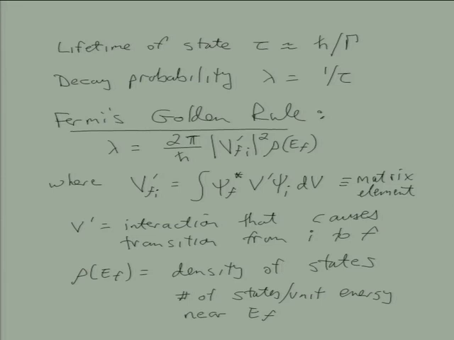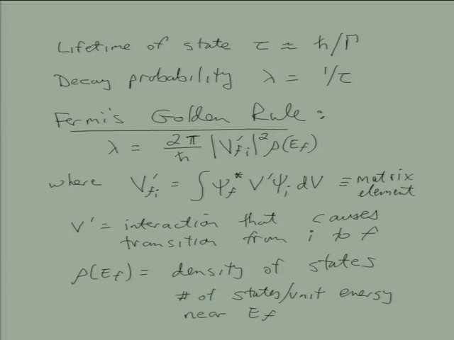So the point to remember at this point is that states of finite lifetime do not have precise energies. They have some width. The shorter the lifetime, the broader they are in energy, the wider they are in energy. And the longer they live, the narrower they are.